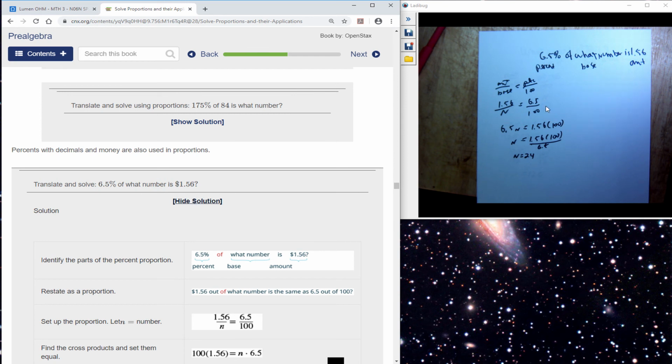6.5% of what number is $1.56? There's my percent. After of is my base, and that's my amount. So I plug this into my proportion for my amount, my base, my percent, and I cross multiply and divide. n is equal to 24.